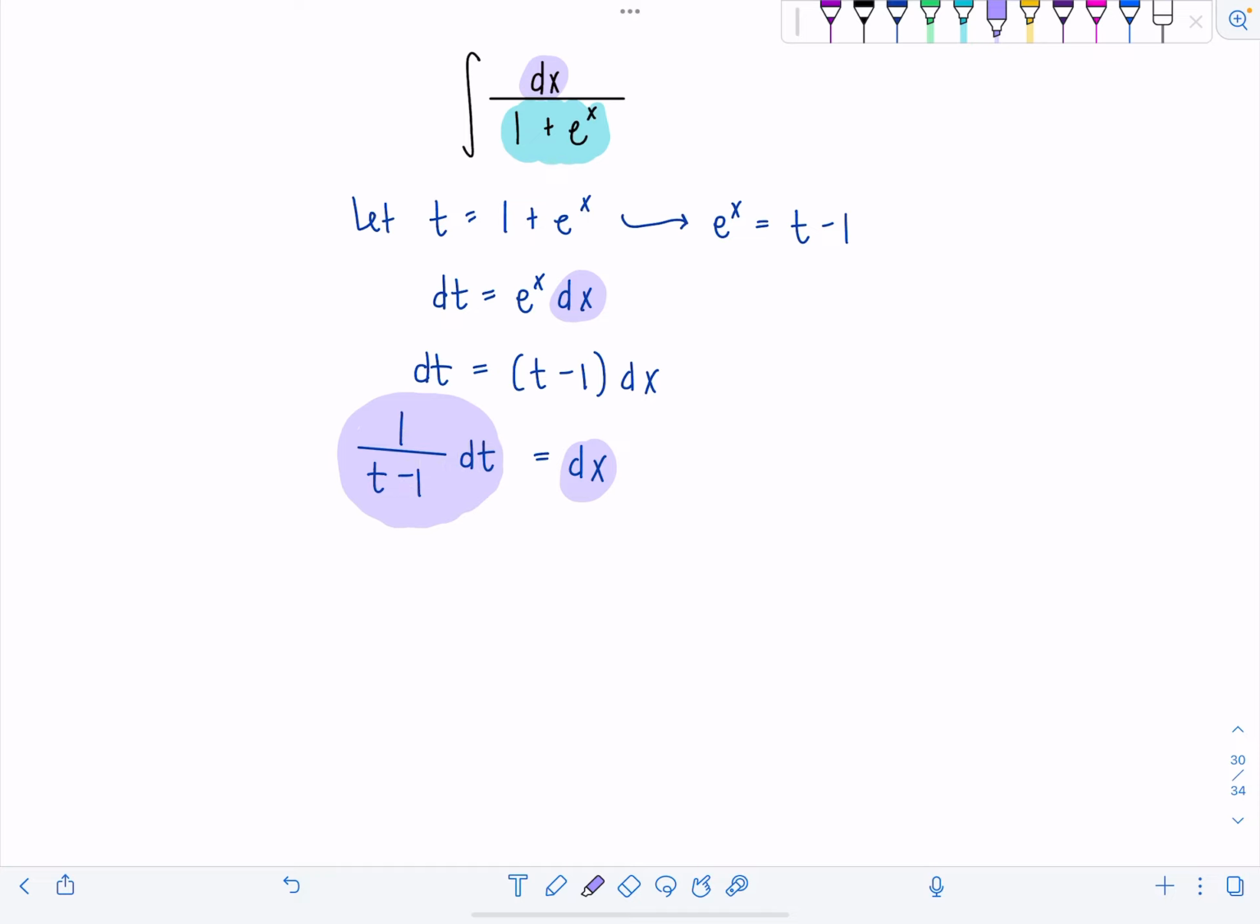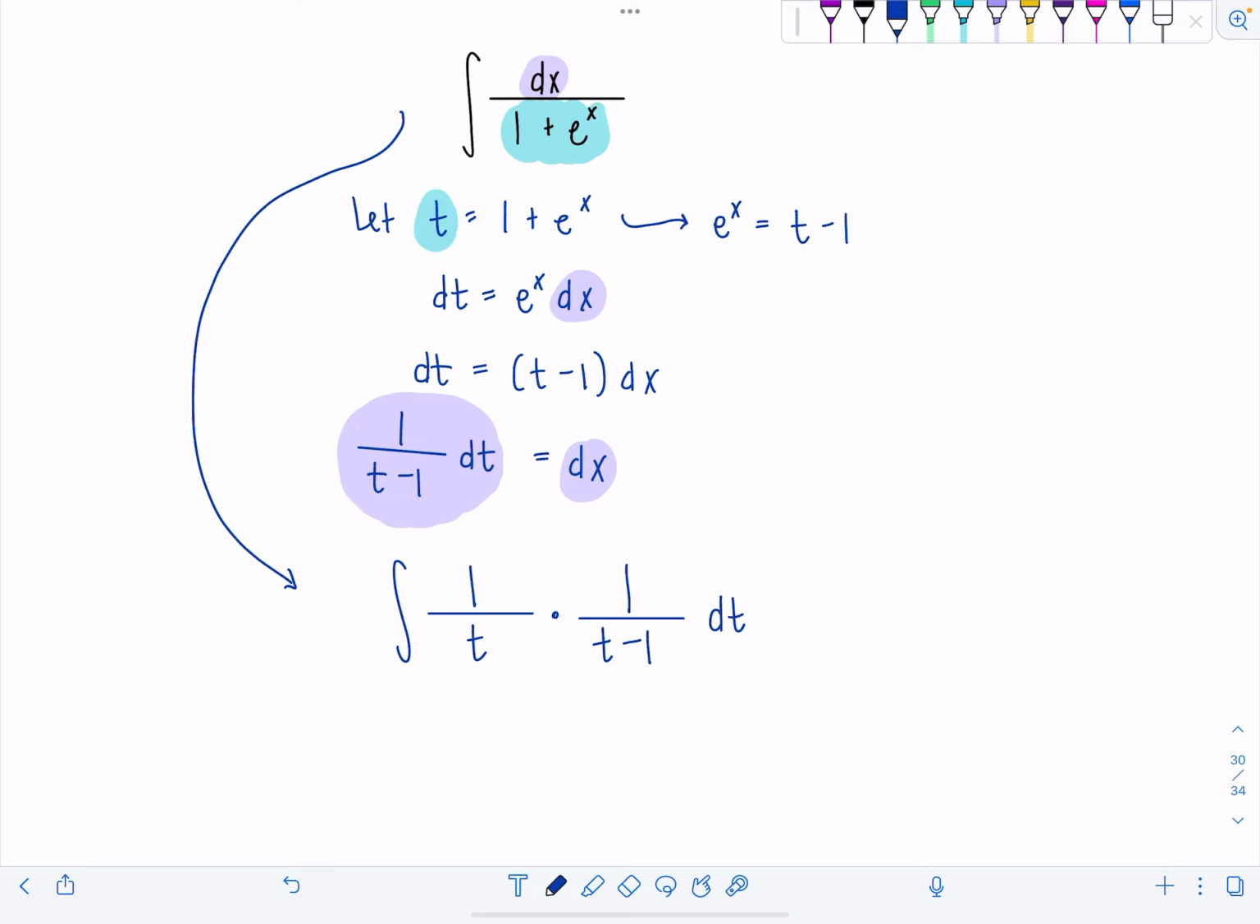So things are going to look like they're getting worse before they get better, but you've got to have some faith. So here we go. Let's rewrite our integral now. We're going to have 1 over, instead of 1 plus e to the x, remember that's all t now. Let me color code for you. That's t. So then we've got 1 over t times, and then dx is 1 over t minus 1 dt. Are we all right? Oh, good.